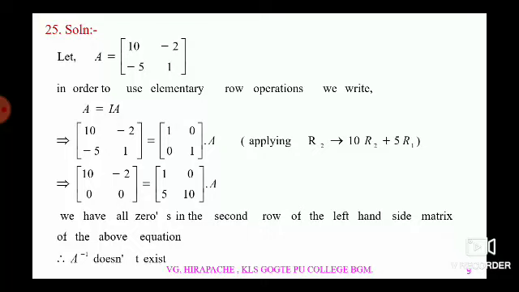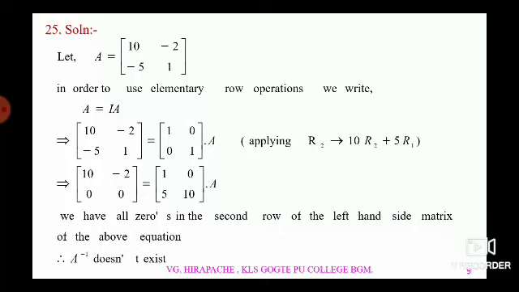Applying, R2 changes to 10 times R2 plus 5 times R1. There is no change in the first row. The first row elements are 10, minus 2. For the second row, 10 times R2 is 10 times minus 5, which is minus 50, plus 5 times 10, which is plus 50. Minus 50 plus 50 gives 0 in the second row first element. Now 10 times 1 plus 5 times minus 2. Therefore 10 minus 10 gives again 0 in the second row second element. Therefore the second row elements are all zeros, so the inverse of such a matrix does not exist.